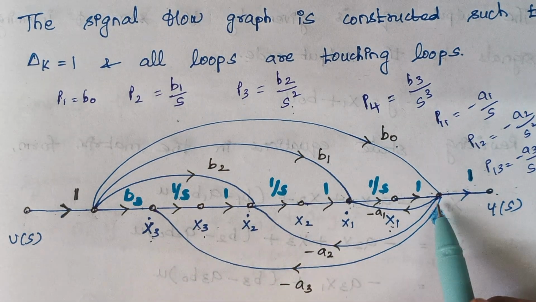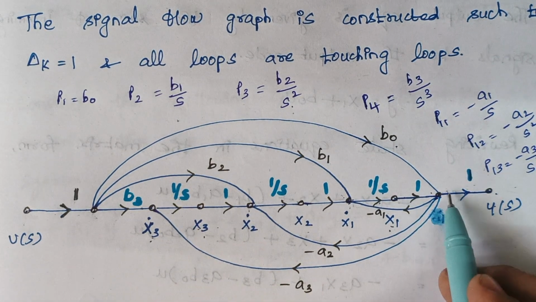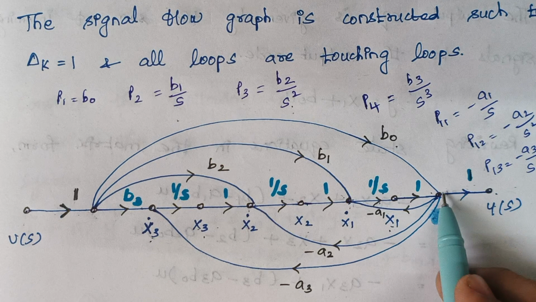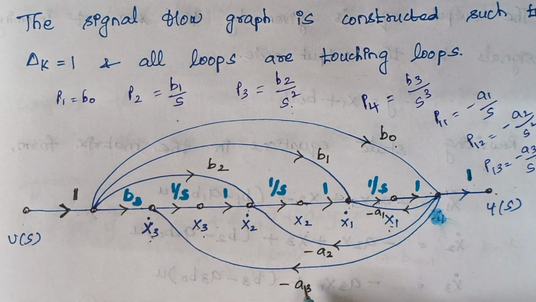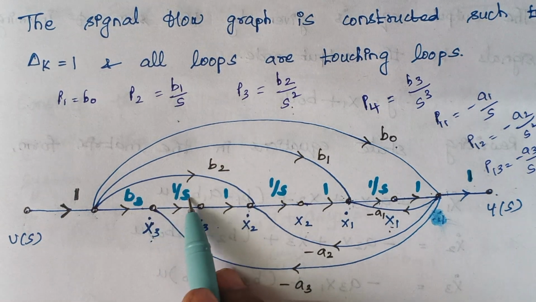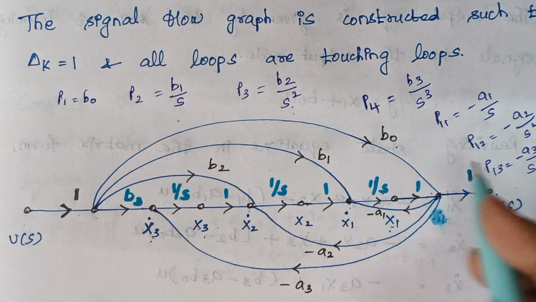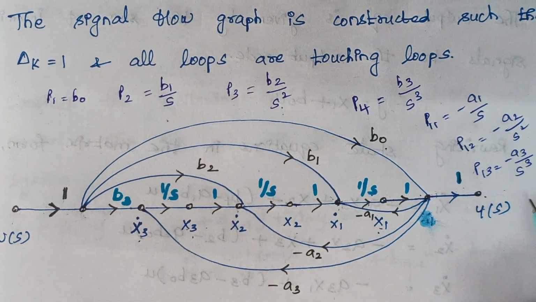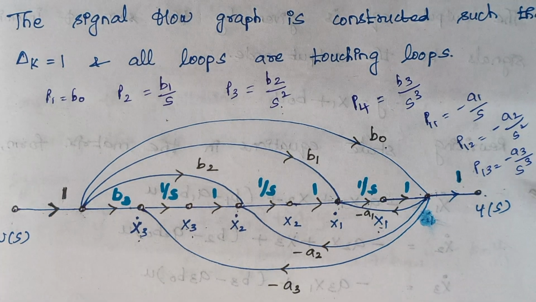So here again I am starting a loop over here, right? And in this part I'm having a gain of minus a3. So minus a3 into 1 by s into 1 by s into 1 by s gives minus a3 by s cube. Right. So finally we had drawn the signal flow graph. Drawing a signal flow graph is the most important part here. I hope I had made the concept clear.